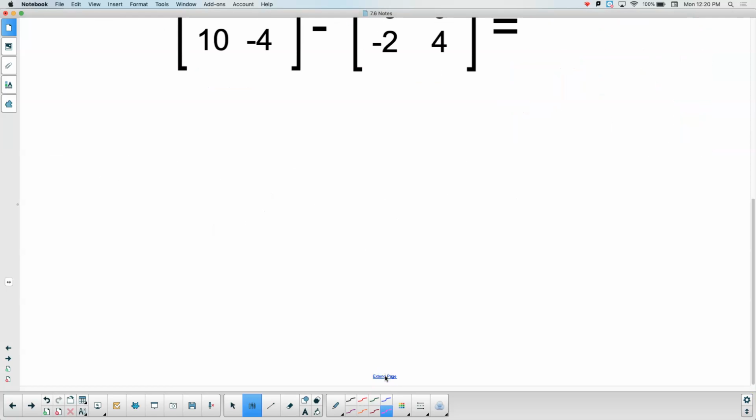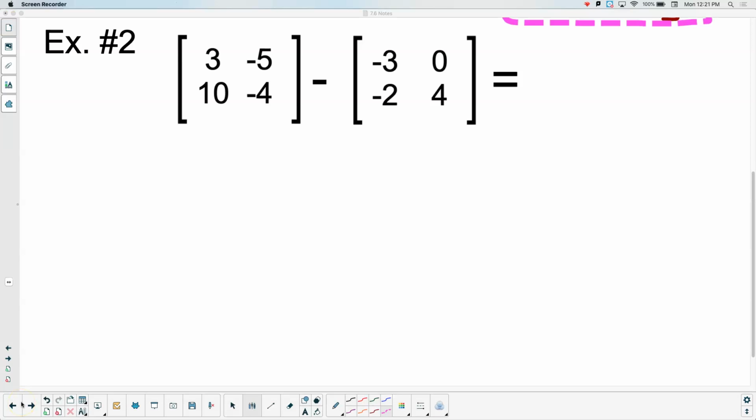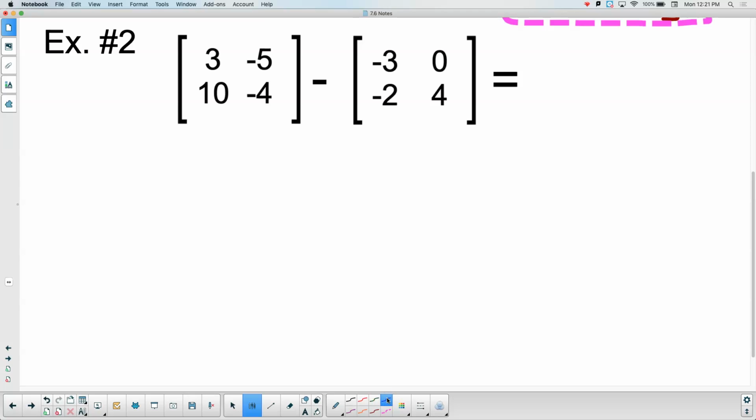Try that one. Now, before I begin, the very first thing that I need to check is if my dimensions work out. Dimensions of the left matrix, 2 by 2. Dimensions of the right matrix, 2 by 2. So those both work out. They're both 2 by 2s. I can add and subtract them.